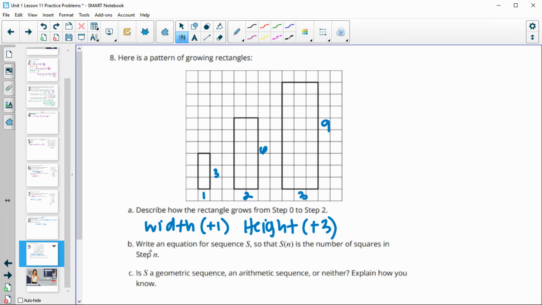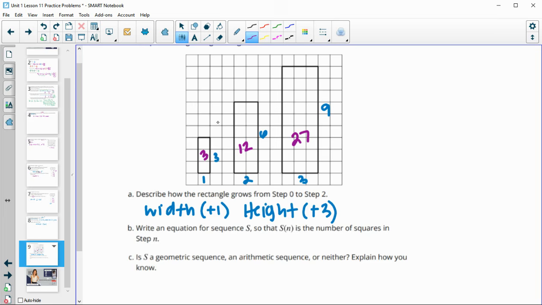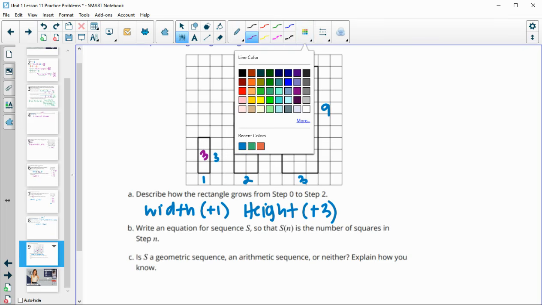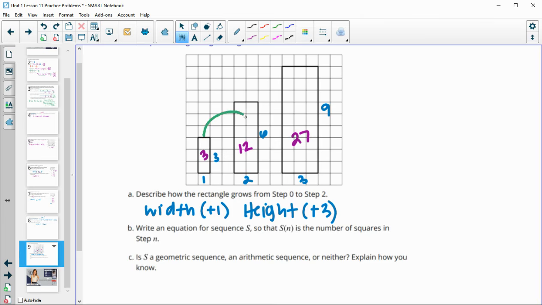And then write an equation for a sequence so that S sub n equals the number of squares in step n. So when we look at this, there's 3 squares here. There's 2 times 6 or 12 squares here. There's 3 times 9 or 27 squares here. So if you look at these, we can see that these are all similar, okay, from bringing back some of geometry. So if we look at this first one as the original, okay, it looks like this one doubles, right? It doubled the dimensions. And then when we go to this one from the first one, it tripled the dimensions. Okay, those are like your scale factors.